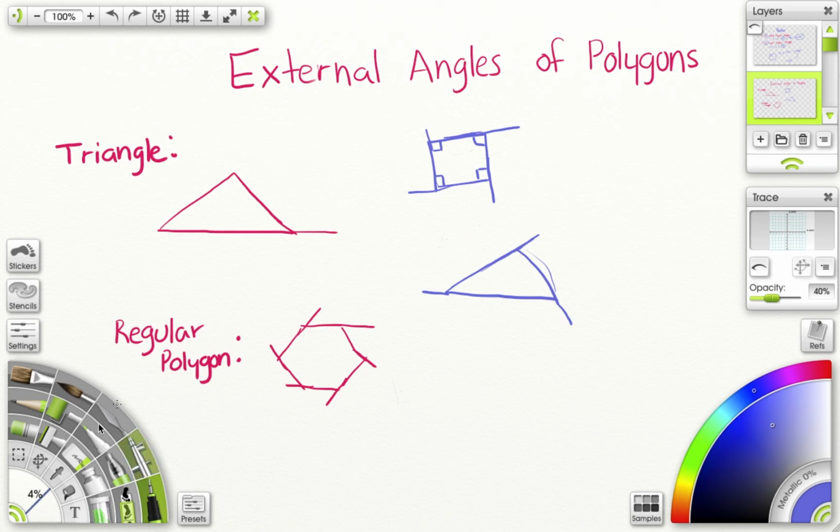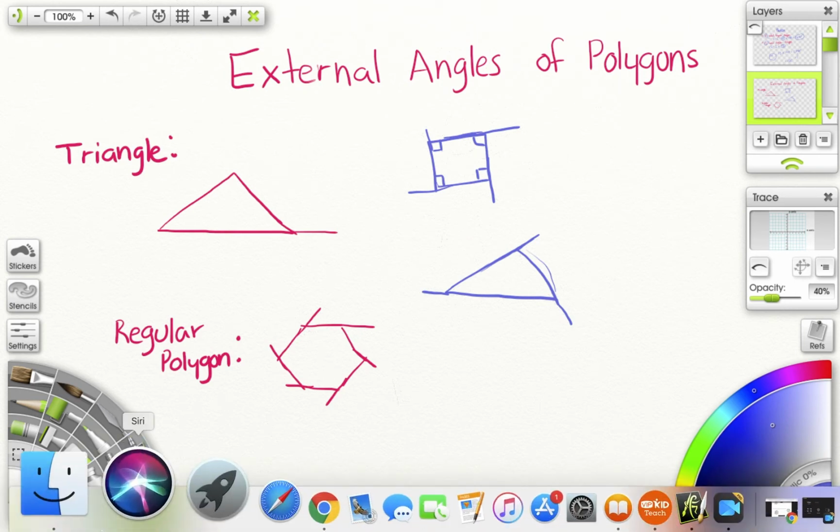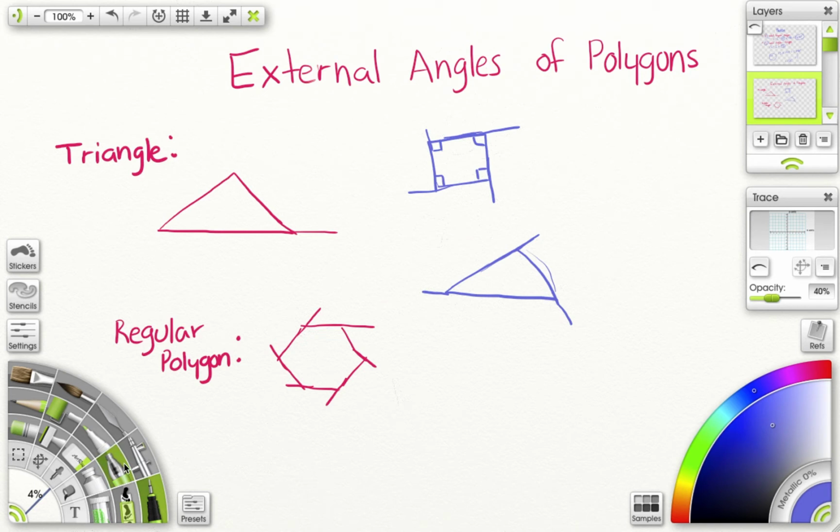The shapes you're going to be given today should already have the lines extended for you. So you don't have to worry so much about that. It's just recognizing what it looks like.